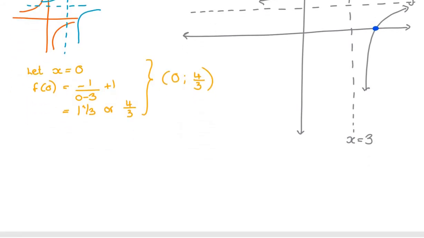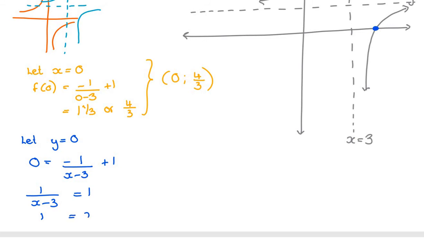Okay, my x-intercept, I'm expecting a number bigger than 3, so let y equal 0. So 0 equals negative 1 over x minus 3 plus 1. I'm going to put this fraction on this side, so that when I multiply by x minus 3, it's fairly easy, and I get x is equal to 4, which I had expected, it must be bigger than 3, and so it makes complete sense.